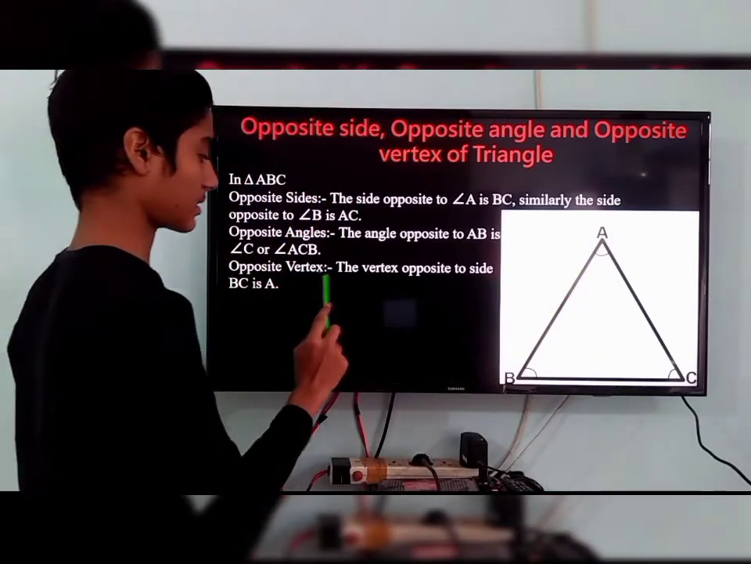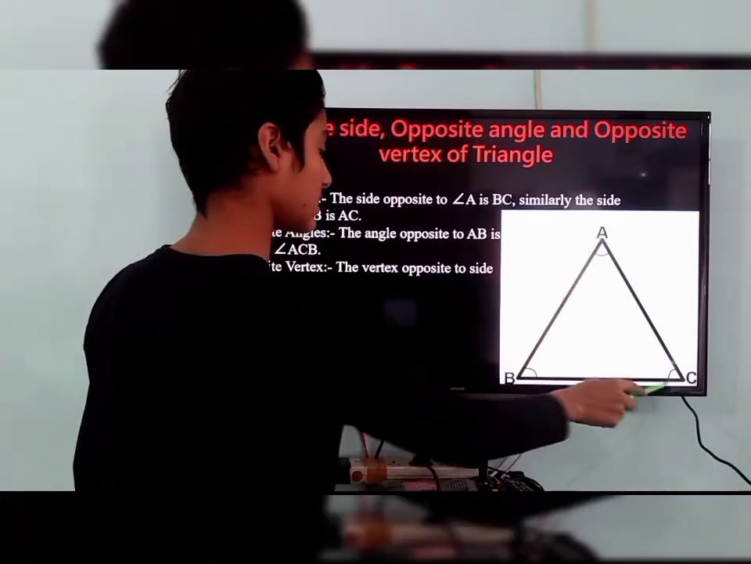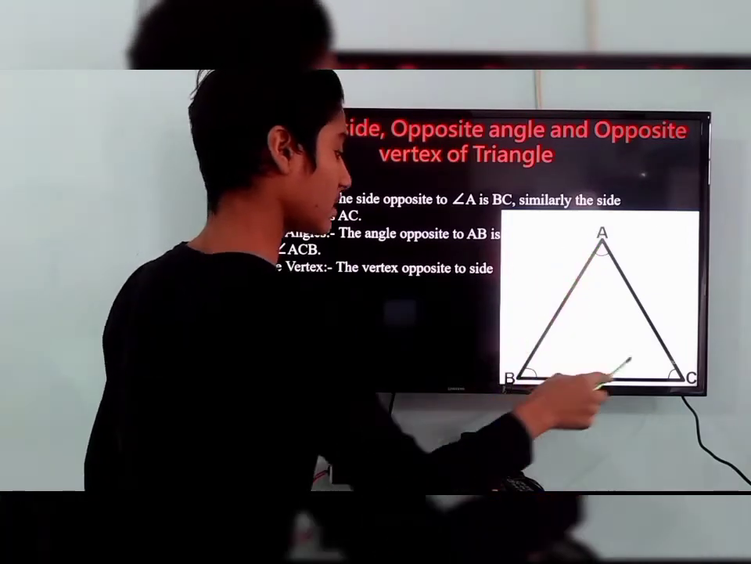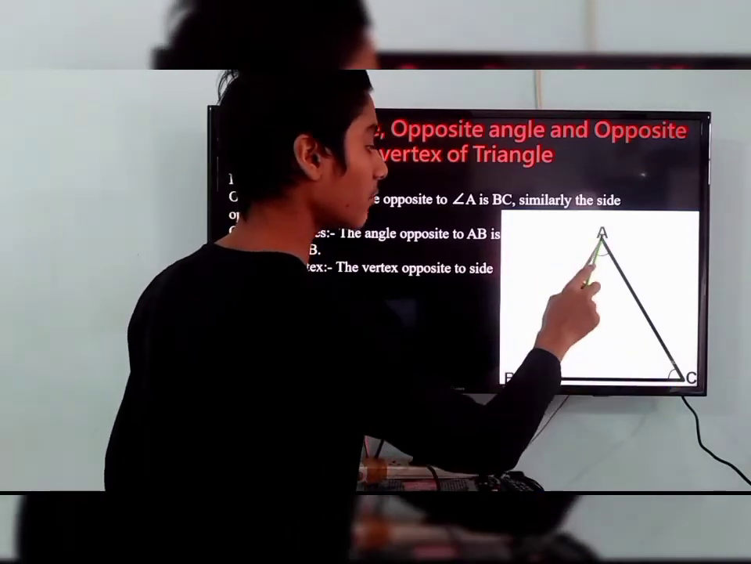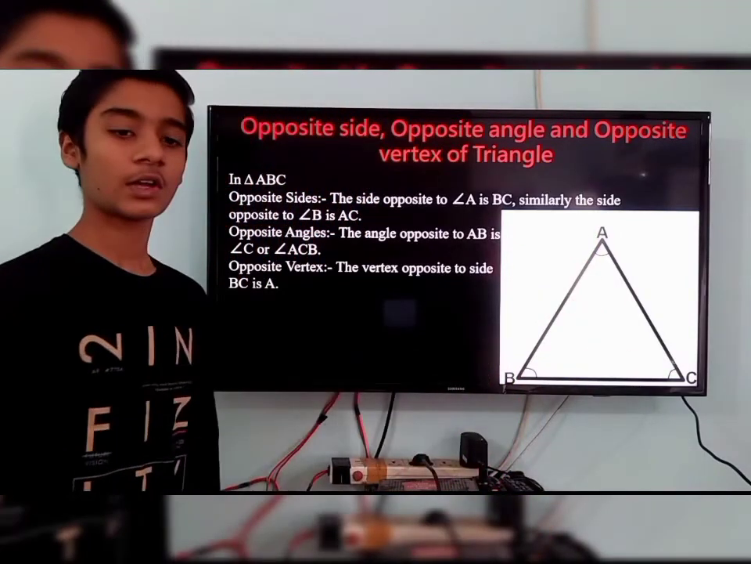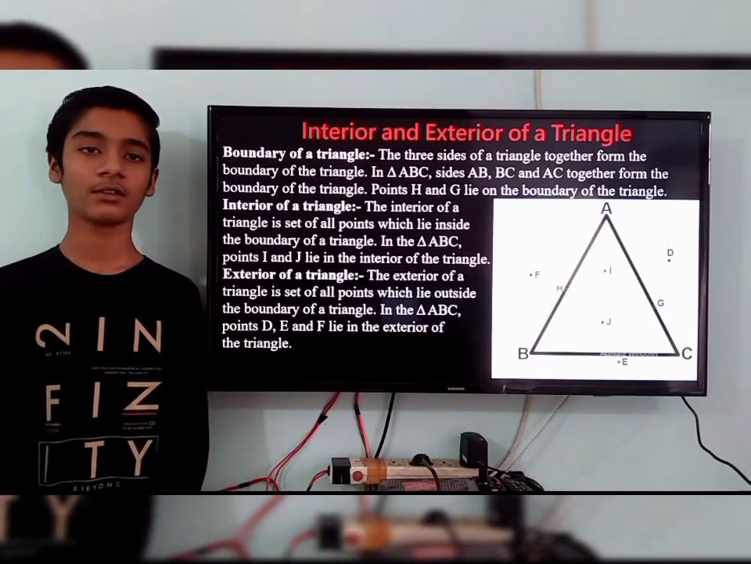Now opposite vertex. The vertex opposite to side BC is A. The vertex opposite to AB is C. Similarly, the vertex opposite to AC is B. Now let's move on to the next one. Interior and exterior of a triangle.